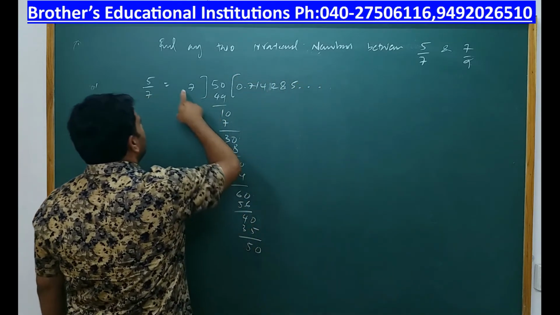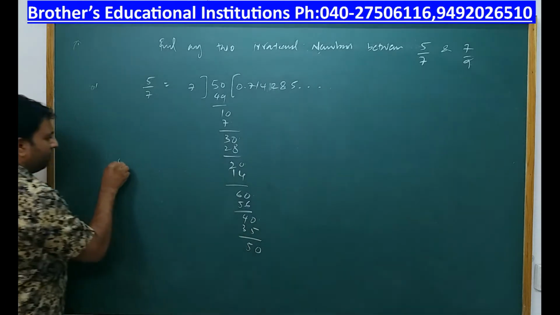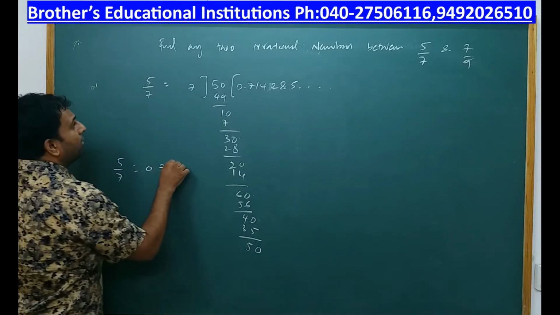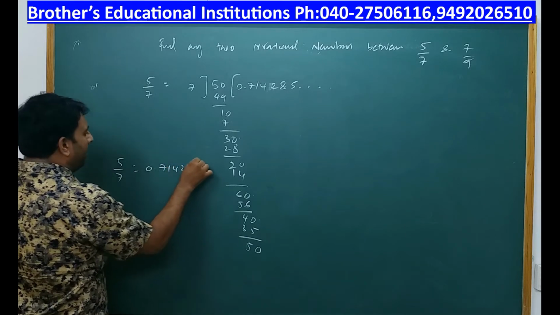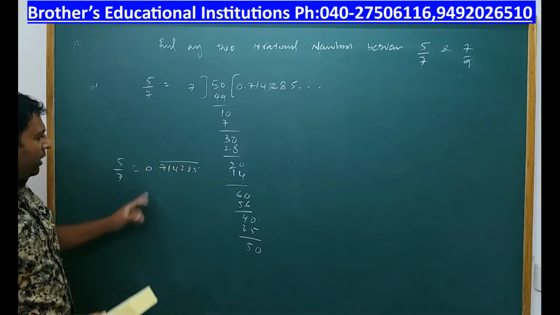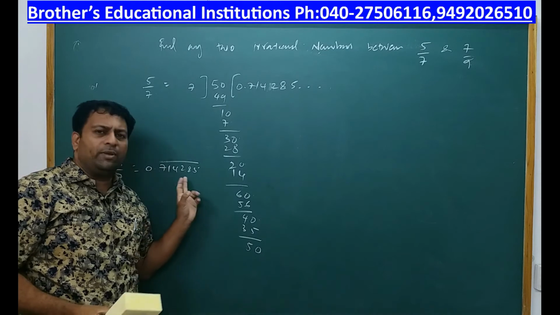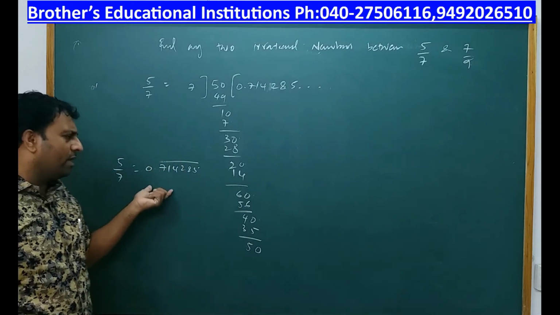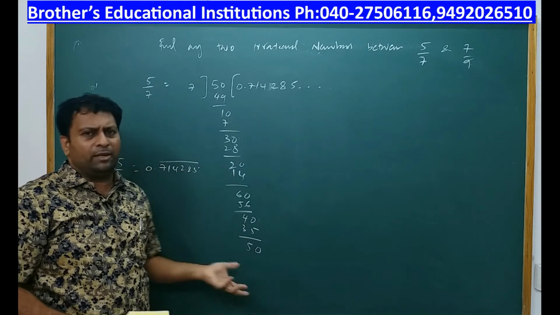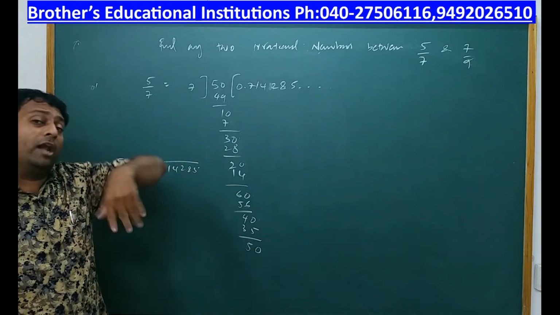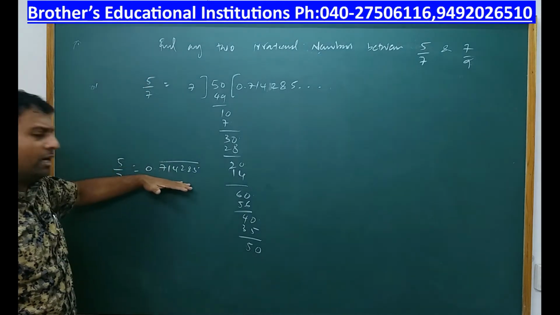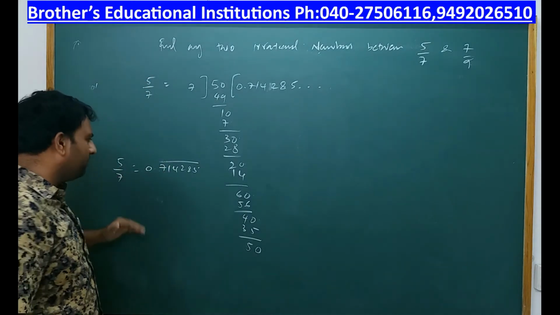So I can write 5 by 7 as 0.714285 bar. Right? So what is this? Non-terminating, recurring or repeating decimal. Non-terminating, non-repeating decimal is called a surd or an irrational number. This is a non-terminating, recurring decimal, 5 by 7.